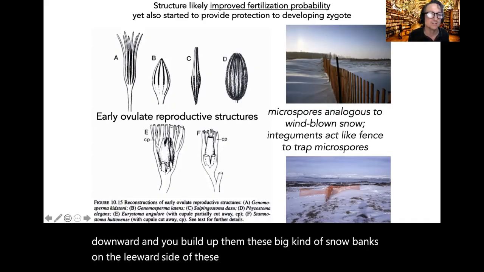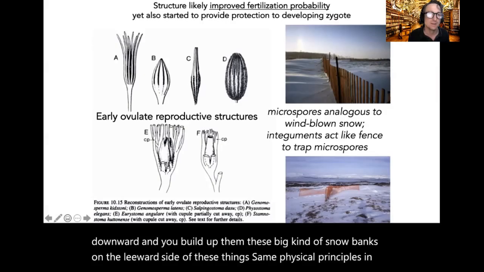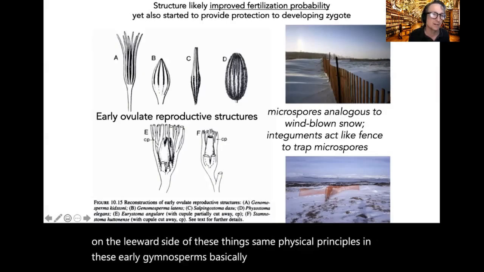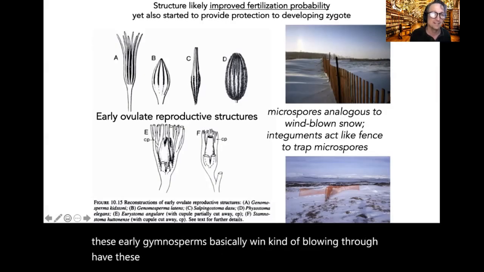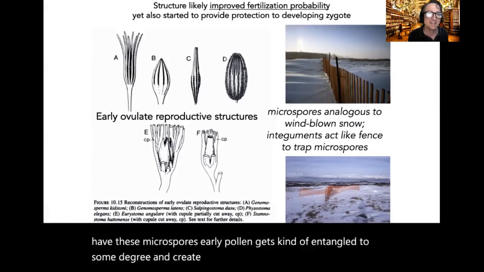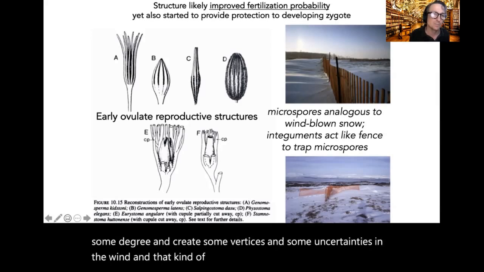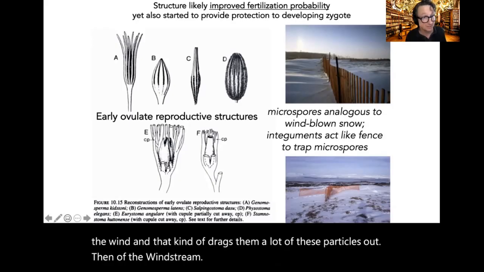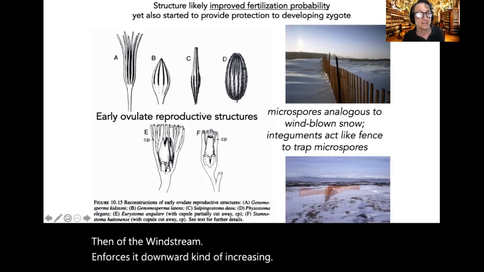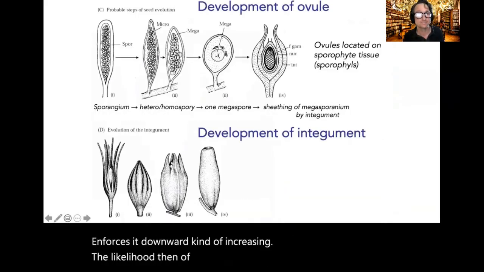Same physical principles in these early gymnosperms. Basically, wind blowing through, you have these microspores of early pollen. It's entangled to some degree and it creates some vortices and some uncertainties in the wind, and that drags a lot of these particles out of the wind stream and forces them downward, increasing the likelihood of a fertilization event.